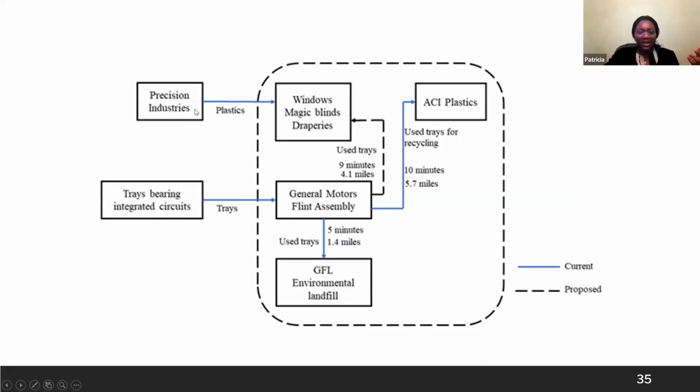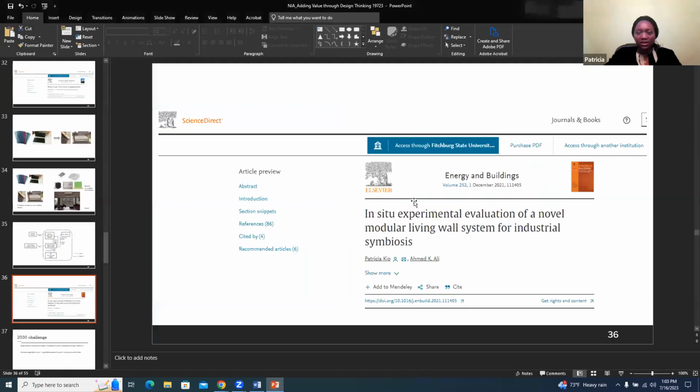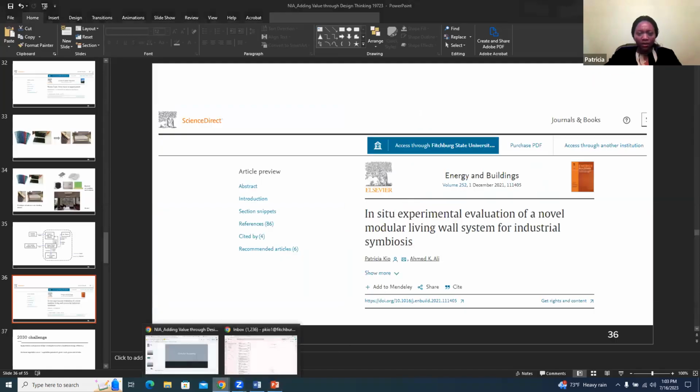We're getting plastics from Precision Industries. We have trays from the integrated circuits coming into General Motors assembly. So instead of comparing it now, when it goes to the landfill, what is the distance? When it's going back for recycling, what is the distance, as against using them to make those blinds and draperies. So for this third paper, I'll show it in the slides where I made them, in situ development.